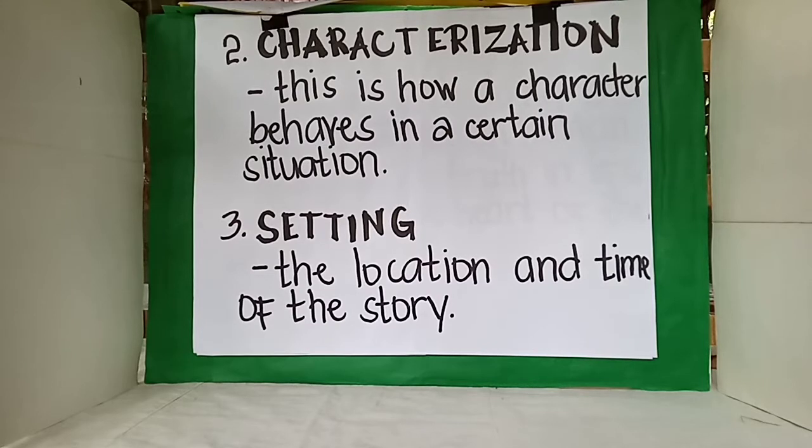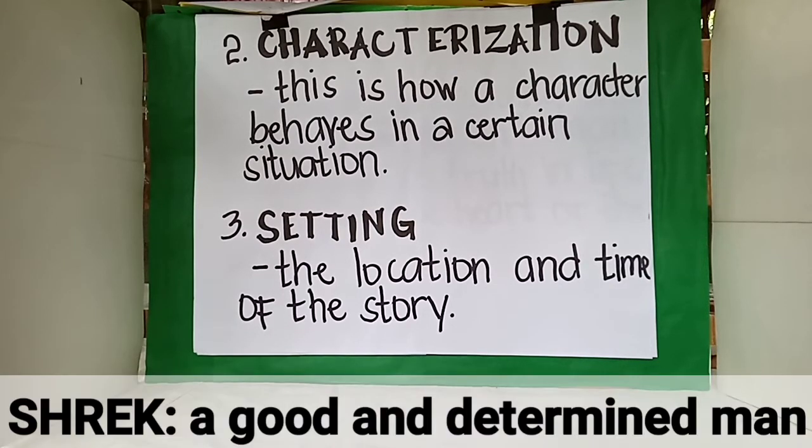Second is the characterization. Characterization is how the character behaves in a certain situation. His or her actions will be determined by his or her motivation, which in turn is determined by his or her personality. For example, Shrek. If we're going to characterize Shrek, he is a good and determined man. Although he doesn't have that beautiful face and is degraded by the people around him, he was still loved by Fiona, and that love gives him power to be strong and to fight against all odds in life.